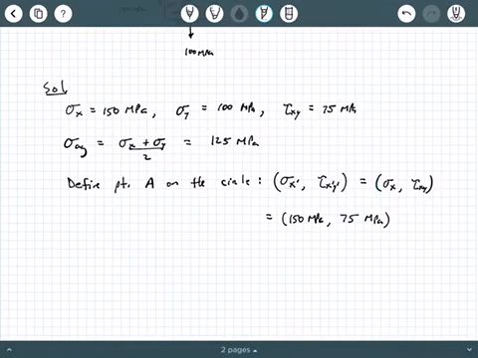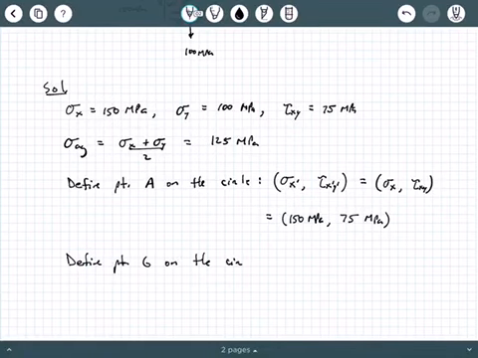So it kind of turns out, I don't know if you're noticing a pattern or not, but point A, when you define the point A as local and global axes are corresponding with each other, then that point A is just sigma x, comma tau xy every time. Okay, so that's kind of convenient. You don't necessarily have to redraw the element a bunch of times.